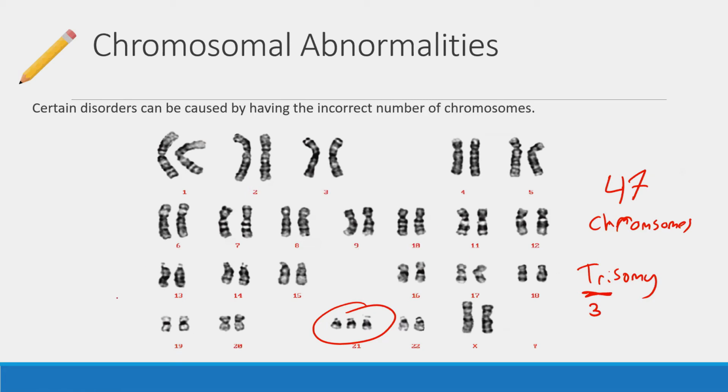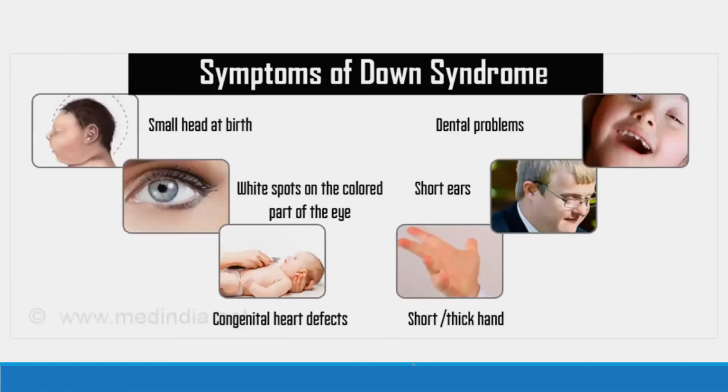You can also have something called monosomy, which means that instead of having an extra chromosome, you only have one. So for example, you might be missing the 6th chromosome, and therefore you have 45 chromosomes instead of 46.